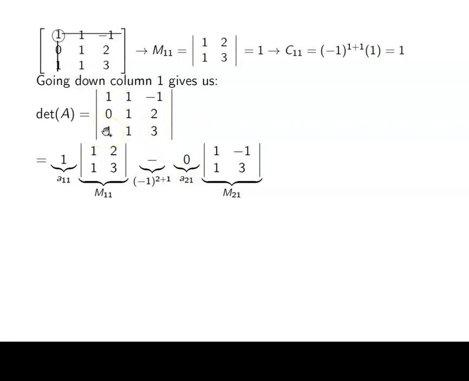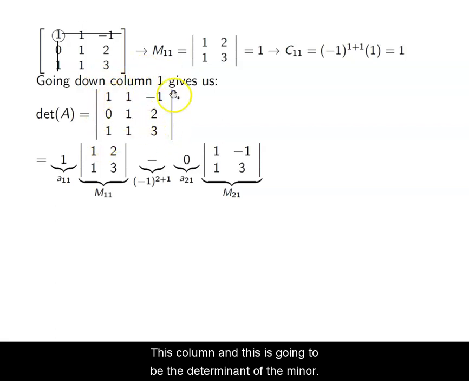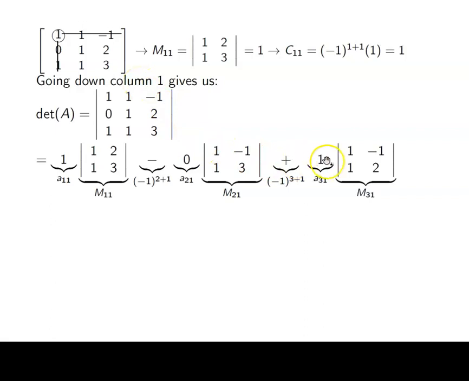1, and it'll be positive, because it goes plus, minus, plus, right? So that's why the 0 is being subtracted, because it's in the subtraction. So plus, minus, plus. Here, I'm going to erase this row, this column, and this is going to be the determinant of the minor. Okay, so plus 1 from here, and the minor matrix is 1, 1, negative 1, 2.